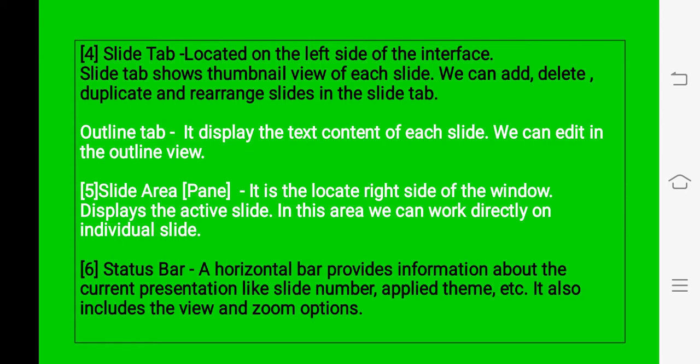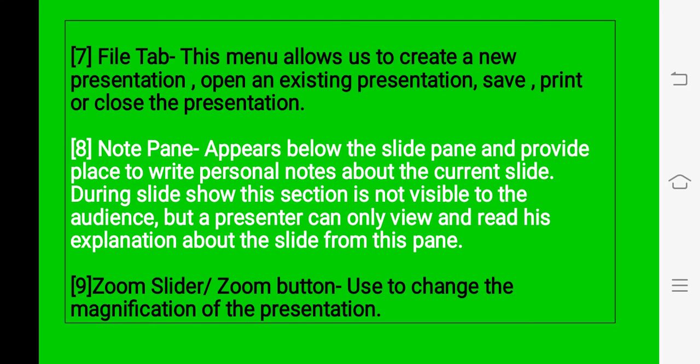Status bar. A horizontal bar at the bottom of the document area is known as the status bar, children. It shows slide number, themes. It also has options like the zoom option and view options to change the view of the presentation.